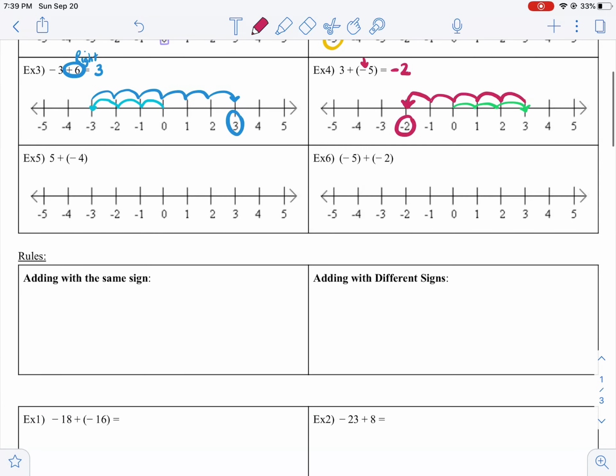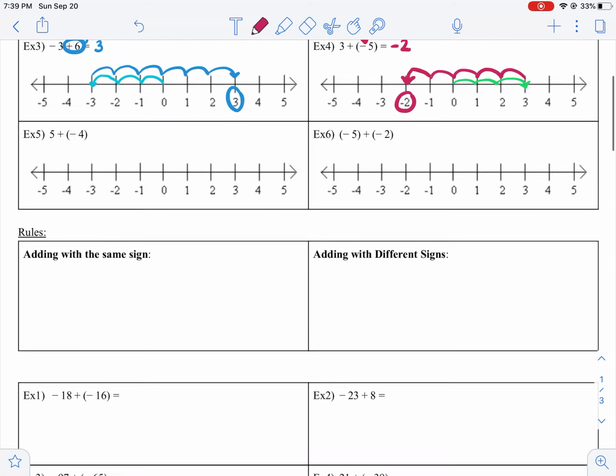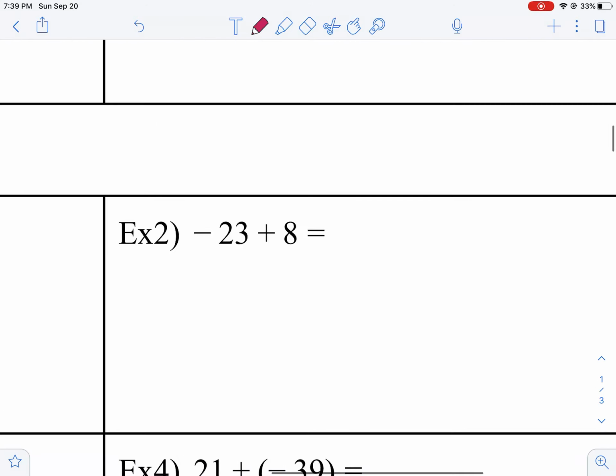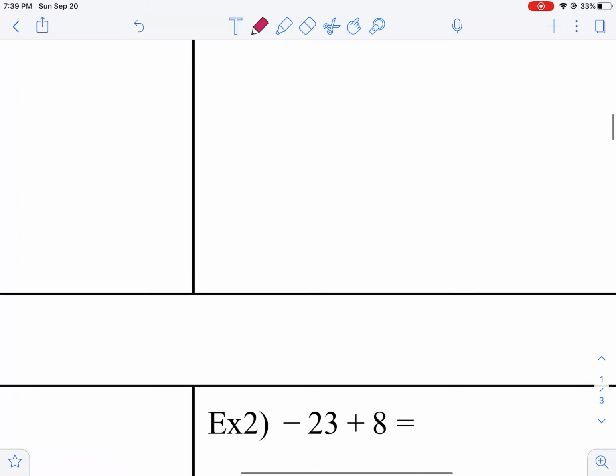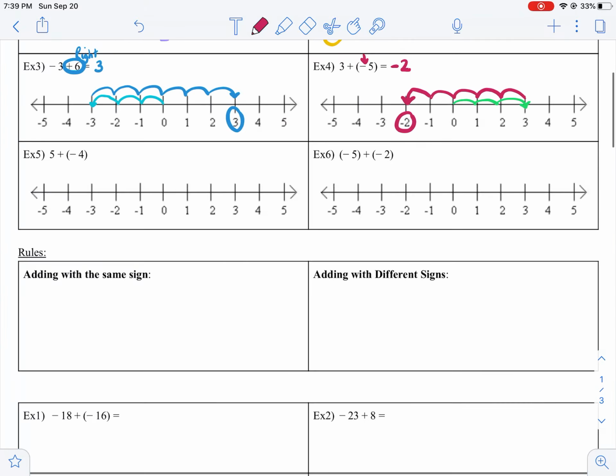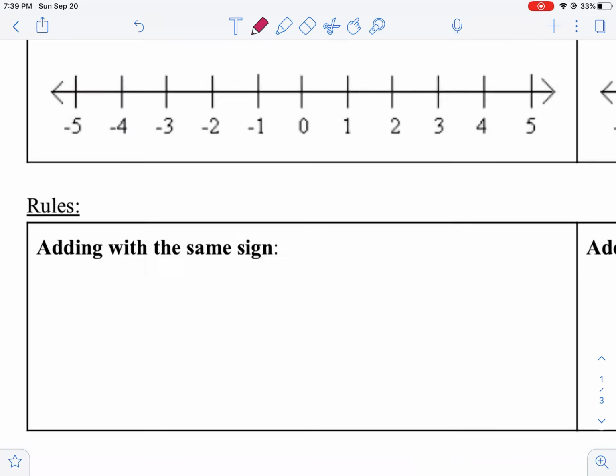But we can also memorize some rules, which will be helpful when we get to bigger numbers. And we don't want to draw a number line. As you can see, example 2 down here, we have -23. We don't want to draw a number line all the way out to -23. So what we're going to do is we can help by doing our rules.